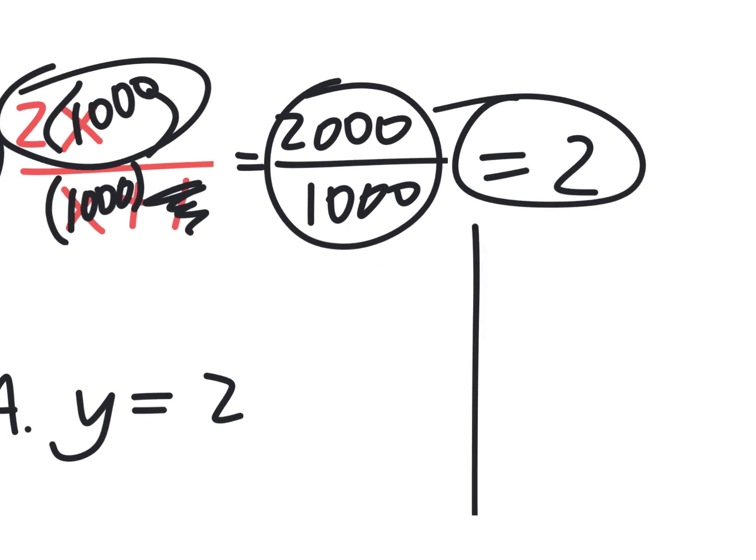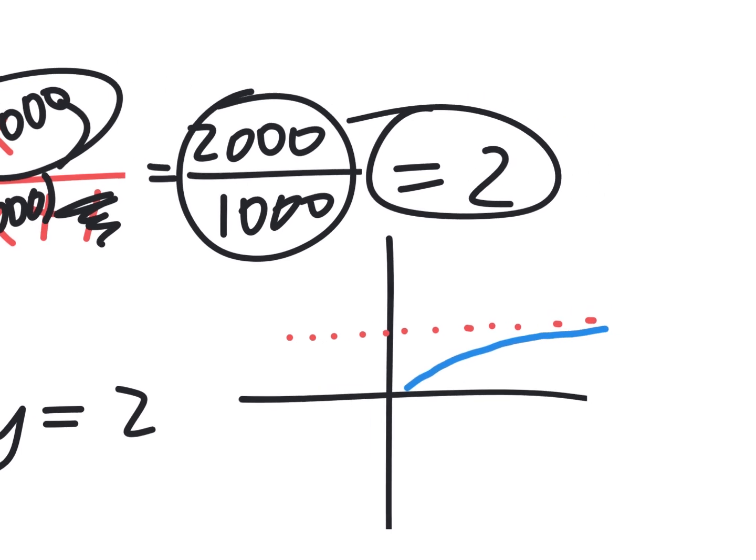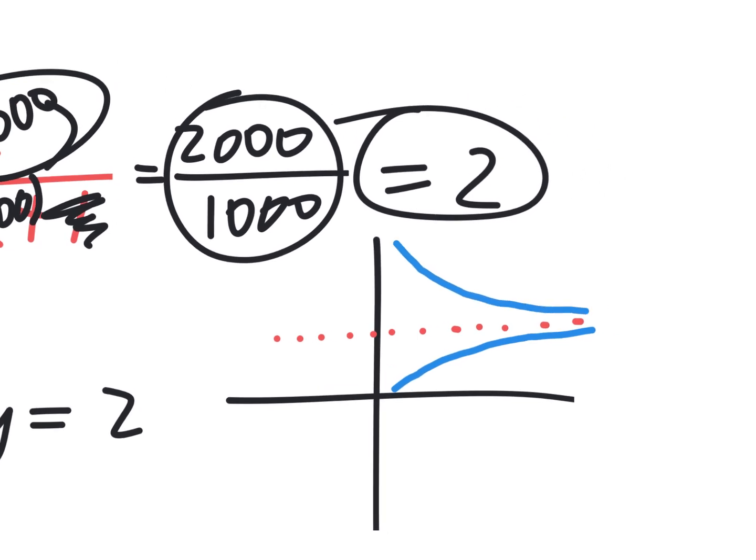So if you were to graph this, that's saying that this graph would eventually get really close to that line at 2. Maybe the graph looks like this, and it was getting closer and closer and bigger. Or maybe the graph was getting smaller and smaller and getting closer to 2. But either way, it's getting closer to 2 in the long run.